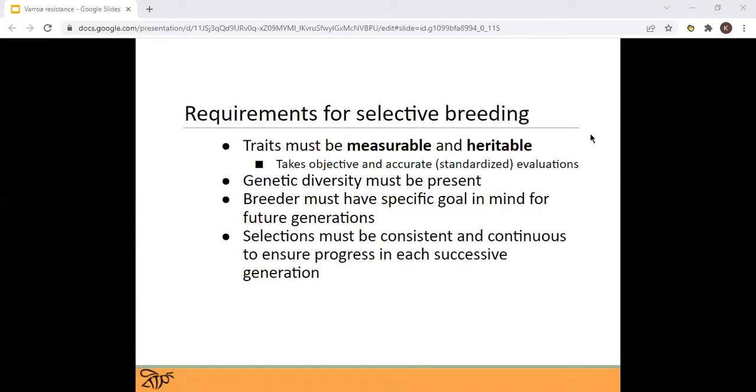It's also important for breeders to have a specific goal in mind for what they're after, and they have to know that the goal is going to be reached by future generations. Selective breeding doesn't result in perfection after one single generation. Selections have to be continuous and consistent, and ensure progress is made in each successive generation for a very long time, with each generation making small steps towards a larger goal. And that goal is going to happen far down the line.